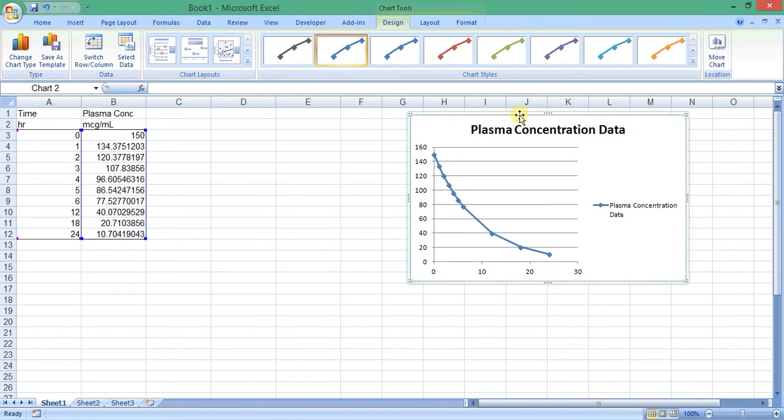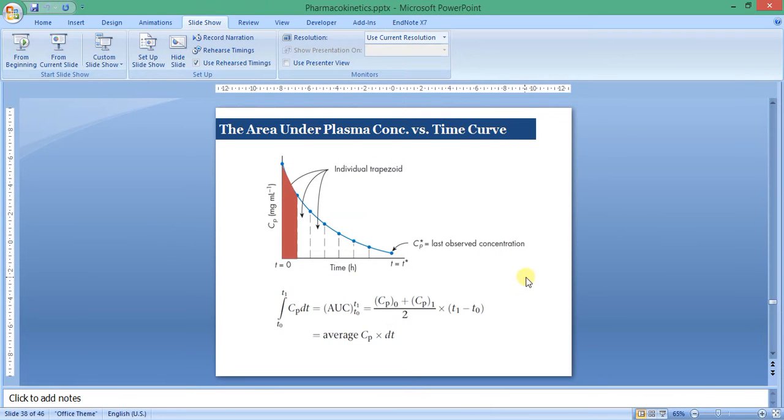To calculate the area under the curve, we will assume that the curve consists of a number of trapezoids. We will calculate the area of each trapezoid. The sum of these areas is the area under the curve. As explained in the lecture, we assume that the area under the curve consists of a number of trapezoids.